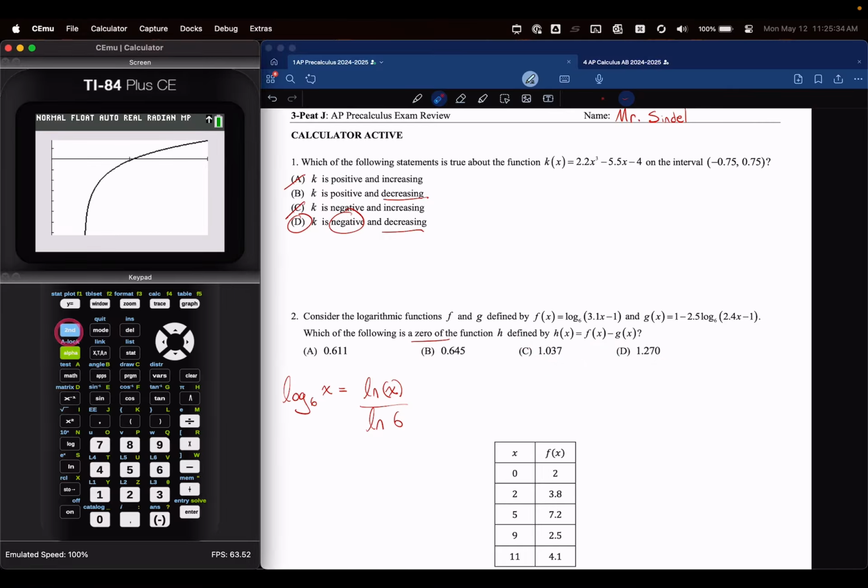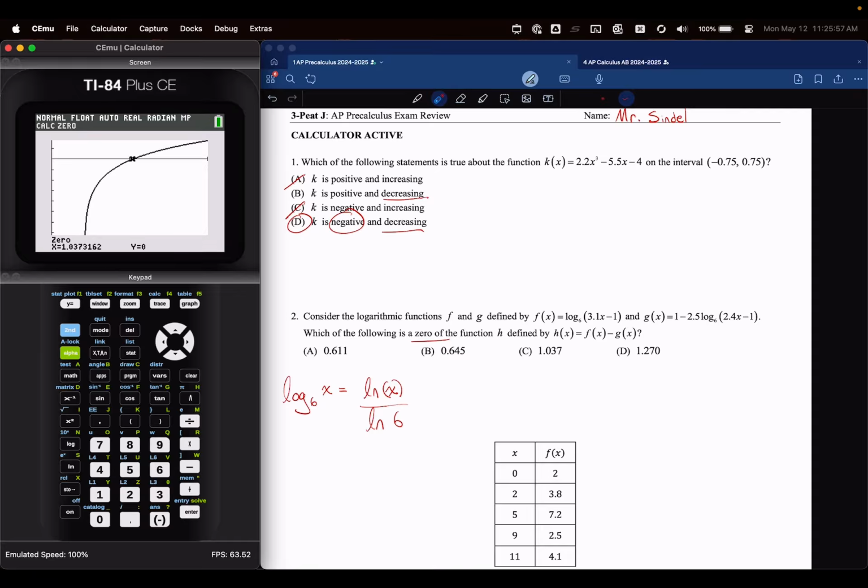If I go to second trace, please, and I come down here to a 0, if I just type in a 2, it's saying, okay, where would you like your left boundary to be? I'm just going to be lazy, and I'm going to type in 0.5, enter. And where would you like the right boundary to be? I'm going to say like 1.5, enter. And what's my guess? You can use the arrow keys if you want. I'm just going to type in 1 and call it good.